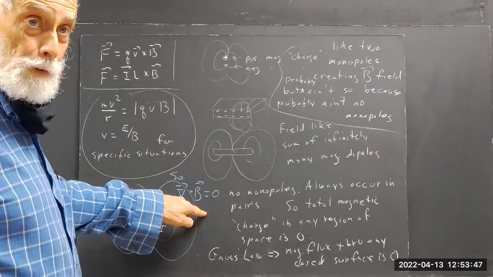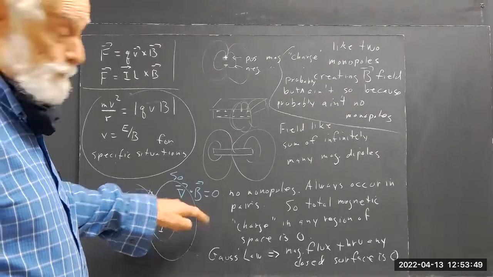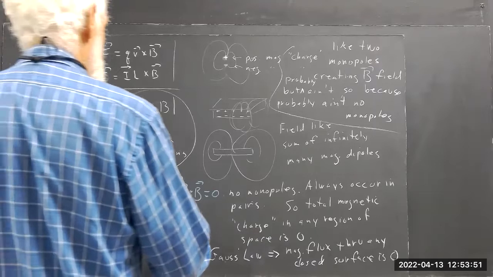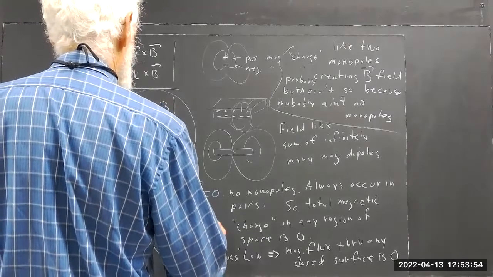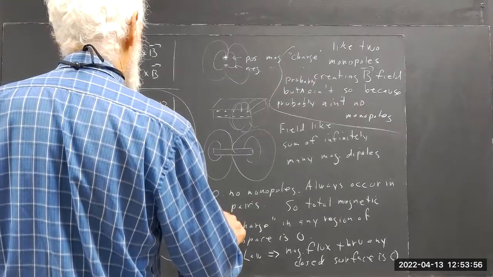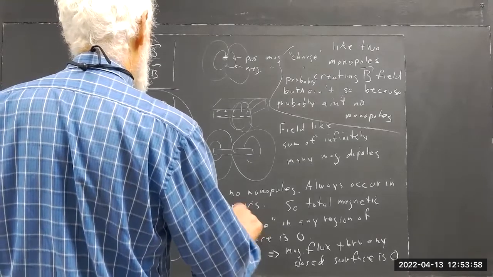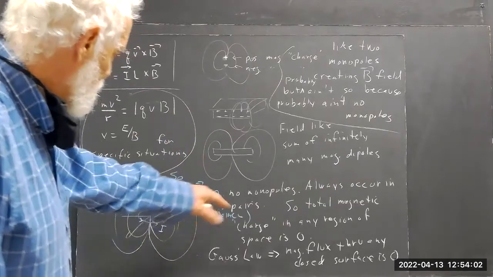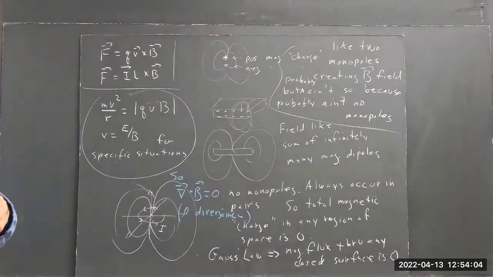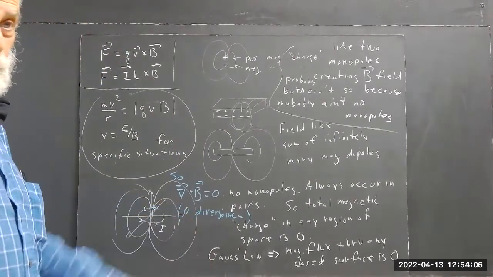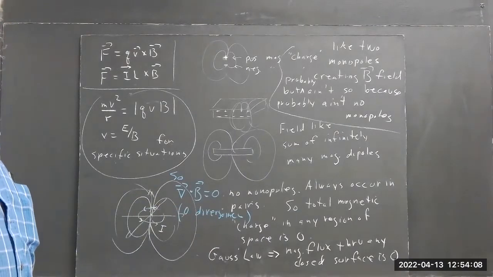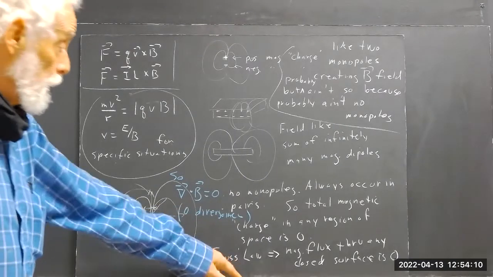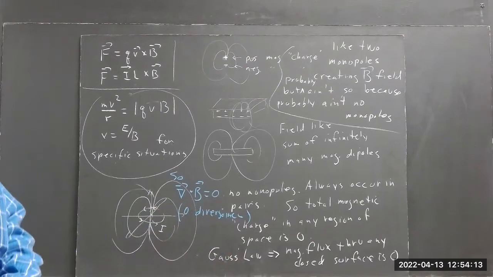Divergence of the magnetic field is 0. I hope that's not that divergence, just the chalk is a little sticky. That's a 0 divergence. So you ought to relate that to what you know about multivariable calculus. There's a lot of insight involved.